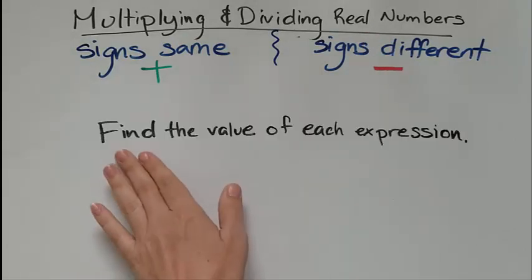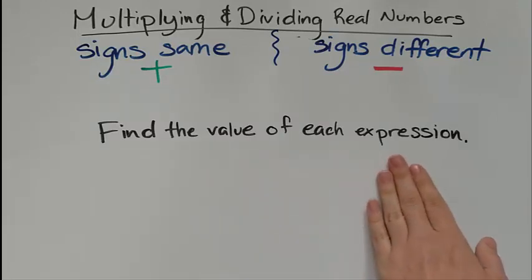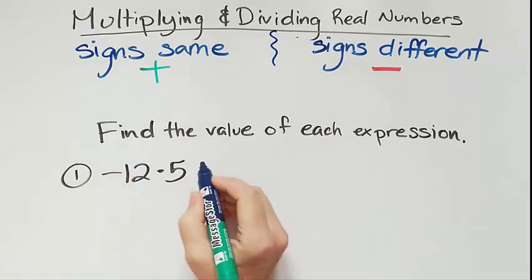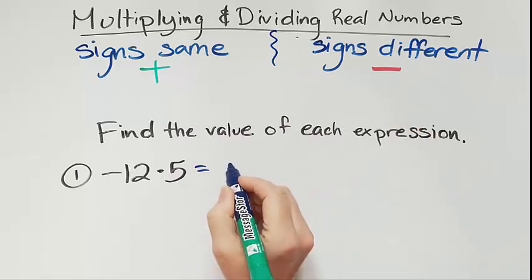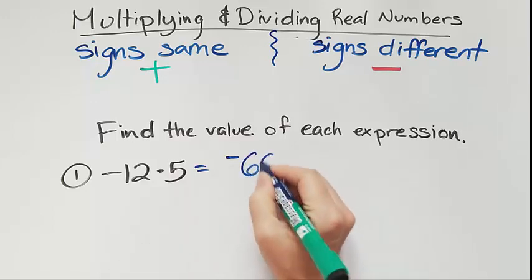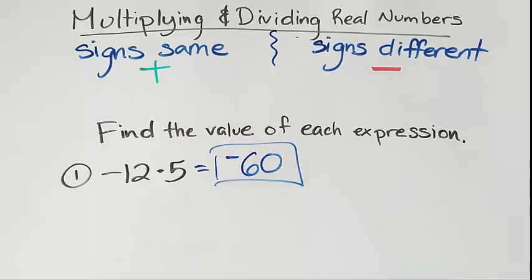Our directions tell us to find the value of each expression. So our first problem is going to be negative 12 times 5. Well, I have a negative sign and a positive sign. So I have two different signs, which means that my answer is going to be a negative answer. And then I just need to know what 12 times 5 is. 12 times 5 is 60. And that is my answer, and I'm done.